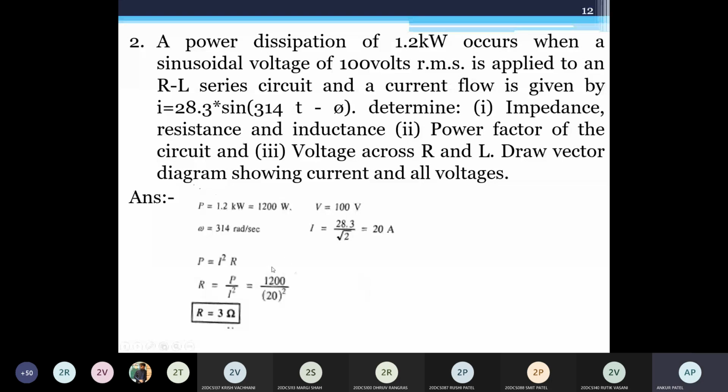Now we know P is equal to I square into R. So R is equal to 3 ohm.